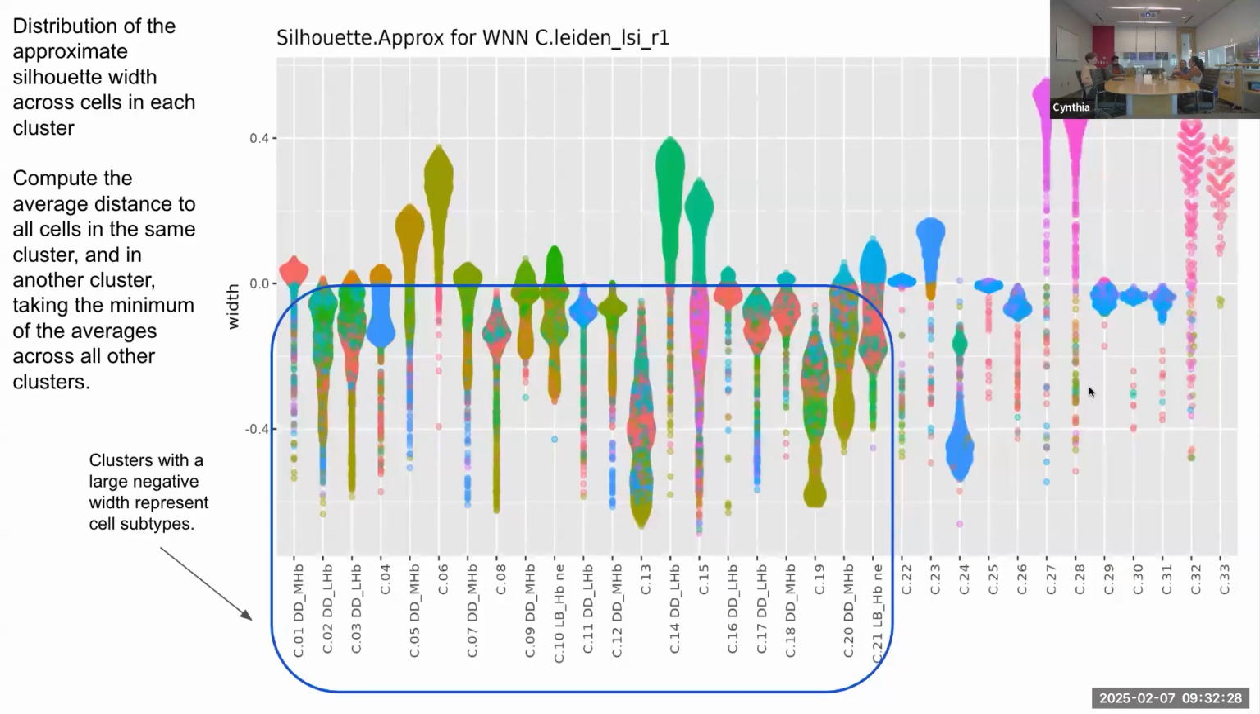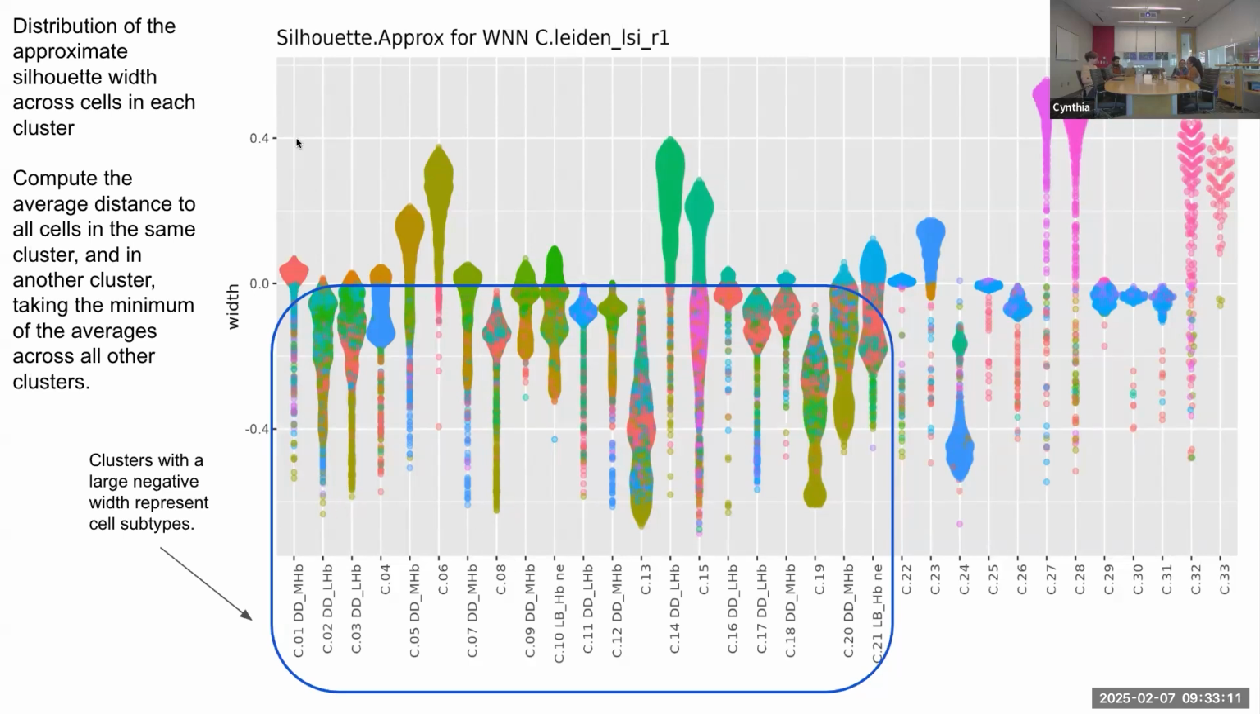After this step, we want to analyze if these cells that are in the cloud that are bunched together could be some kind of subdomains or other kind of cells, or if the data are so mixed. So at this point, we work with the distribution of the approximate silhouette width across cells in each cluster, and we compute the average distance to all cells in the same cluster, but also in another cluster, taking the minimum of the average across all clusters.